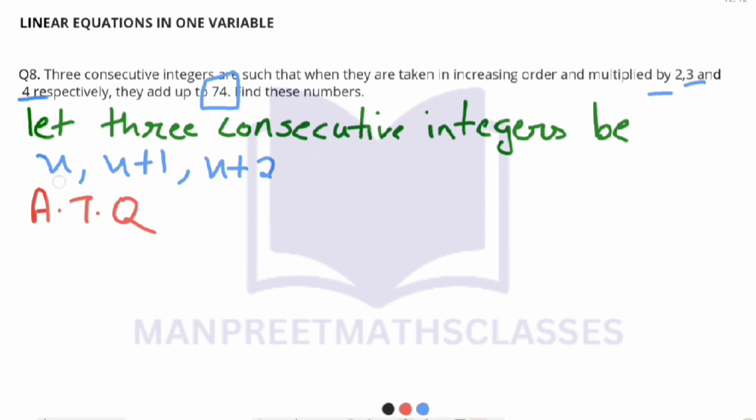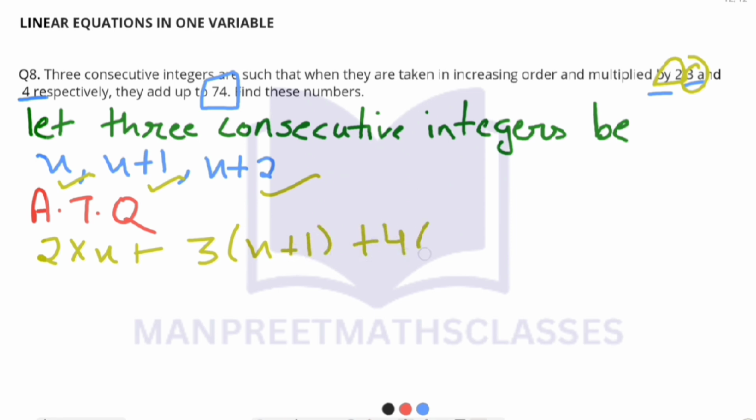So 3 consecutive integers are x, x plus 1 and x plus 2. अब क्वेश्चन कह रहा है कि अगर आप x को 2 से मल्टीप्लाई करो, so 2 into x. x plus 1 को 3 से मल्टीप्लाई करो, so 3 and bracket x plus 1 and x plus 2 को 4 से मल्टीप्लाई करो, so 4 and bracket x plus 2 and इन तीनों को ऐड करने पे the answer you will get will be 74.